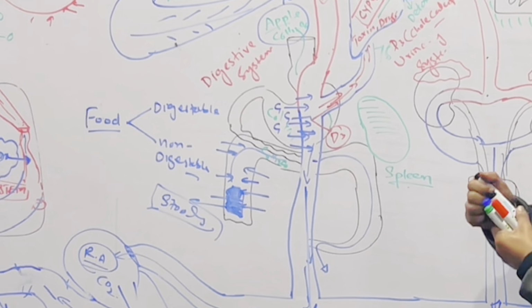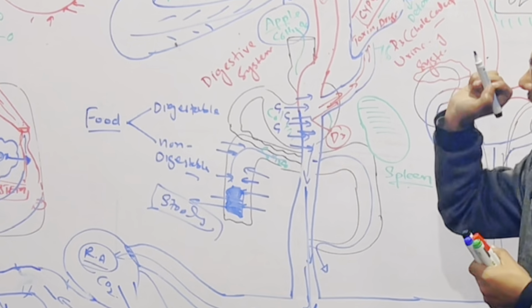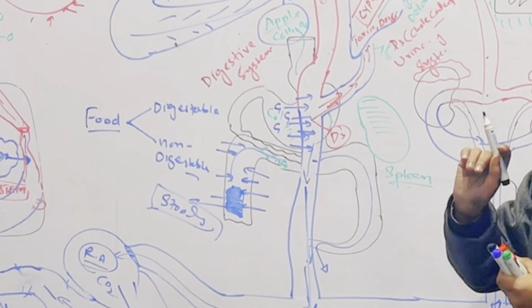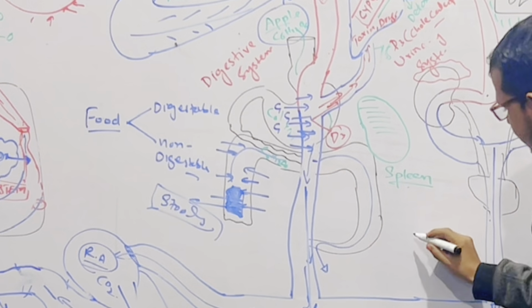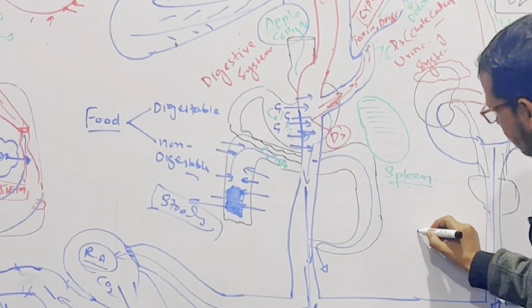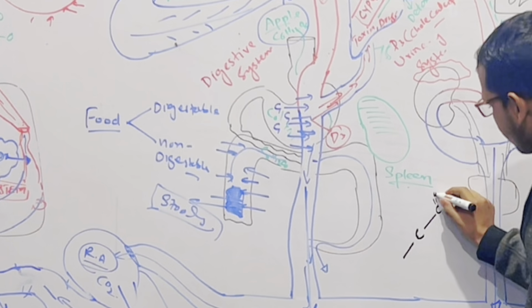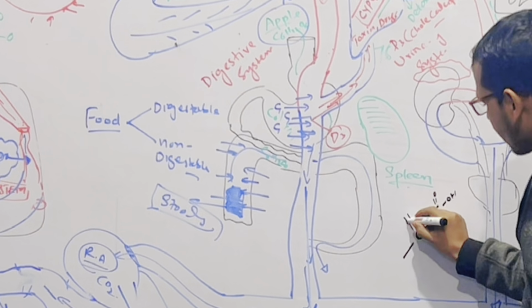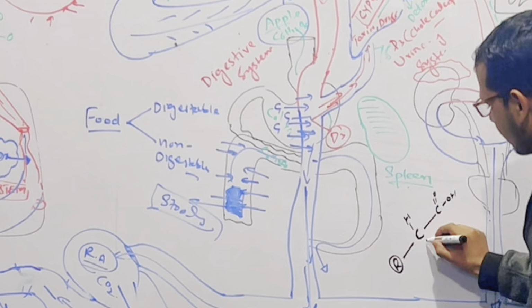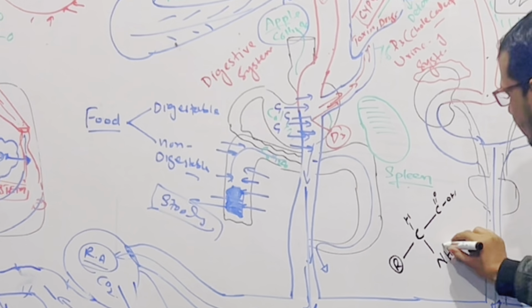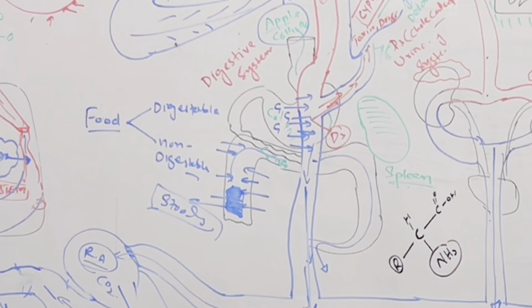In the liver, waste products are also accumulating. For example, I am giving you one example, which is a protein. What is the structure of an amino acid? One central carbon, with a carboxylic acid group, hydrogen, an alkyl group, and an amine group. This amine group is waste. Ammonia or uric acid are formed from this amine group.